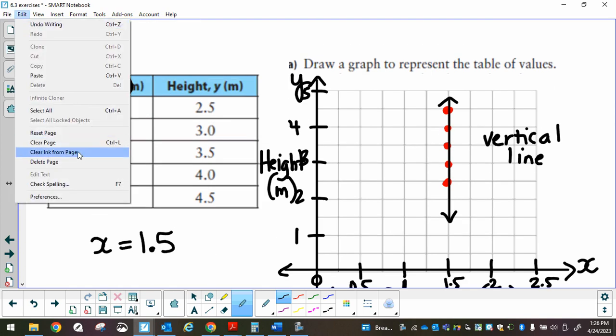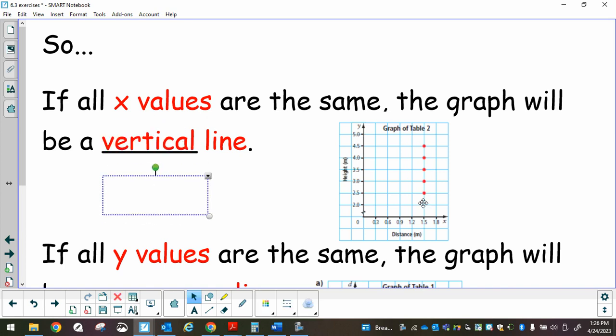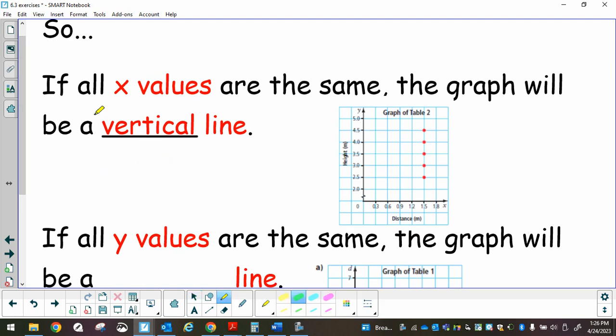Okay, that is great. So just to summarize things here, I think in your handout, yes, you need to fill in these lines here. If all x values are the same, the graph will be what kind of line? Okay, it's a vertical. You need to know that. That is basically a test question right here.